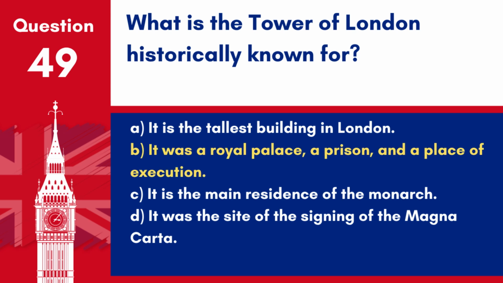Answer. B. It was a royal palace, a prison, and a place of execution. The Tower of London has served variously as an armoury, a treasury, a menagerie, the home of the Royal Mint, a public record office, and the home of the crown jewels of England.